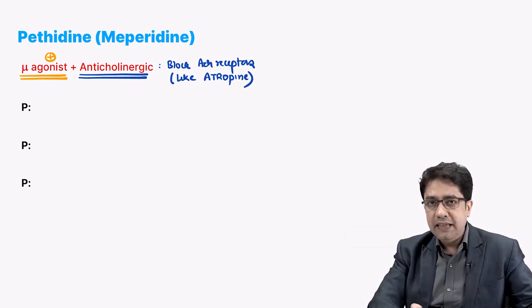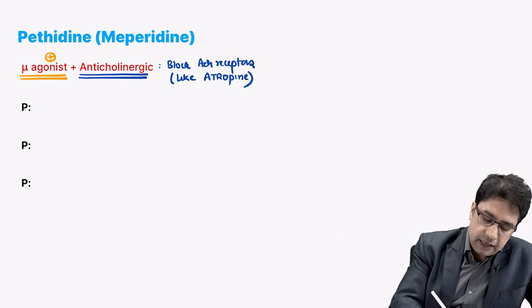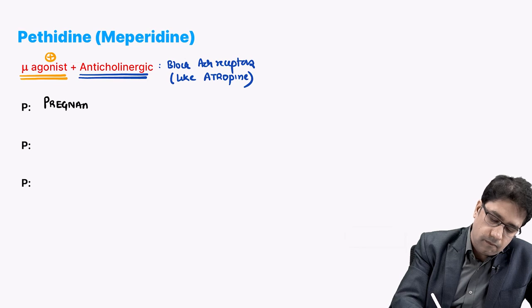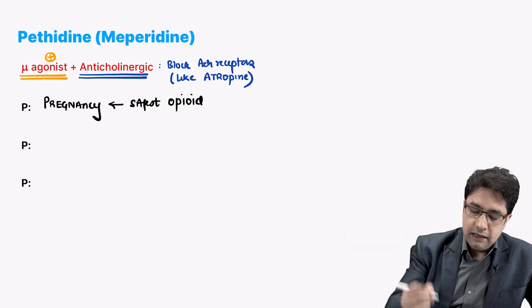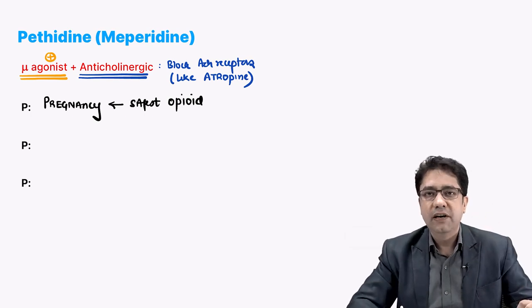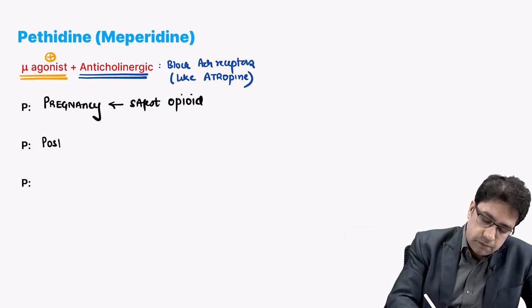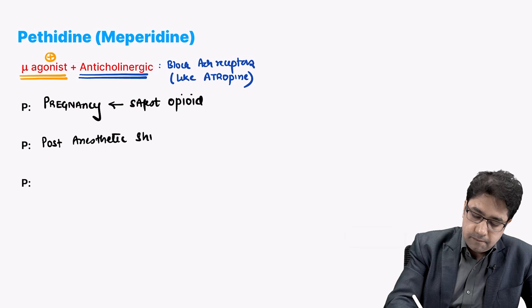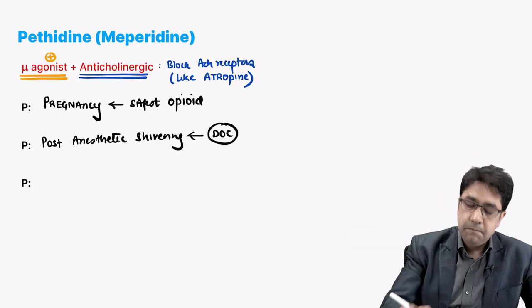So remember, with pethidine, remember 3P. The first P with pethidine is pregnancy. In pregnancy, it is the safest opioid we have, pethidine. The next P stands for post-anesthetic shivering. And here also the drug of choice is pethidine.